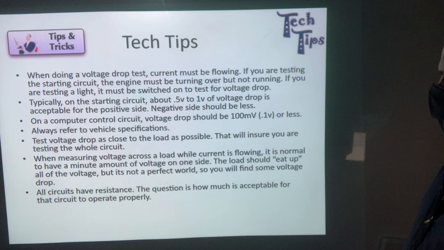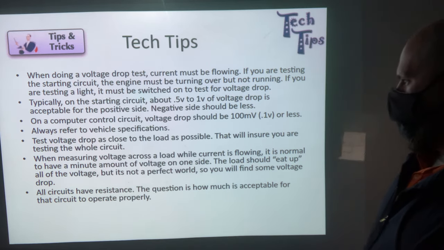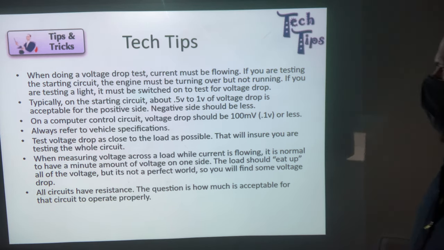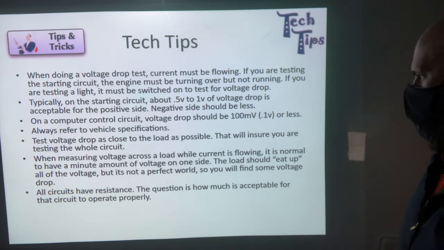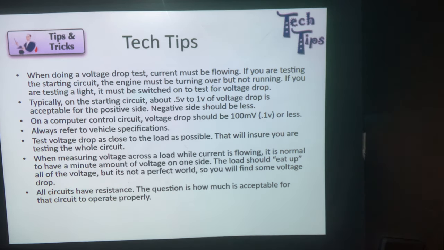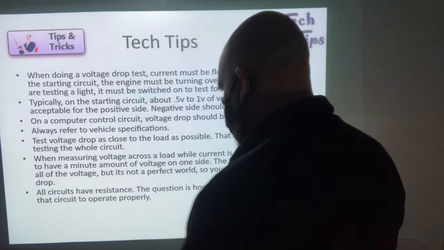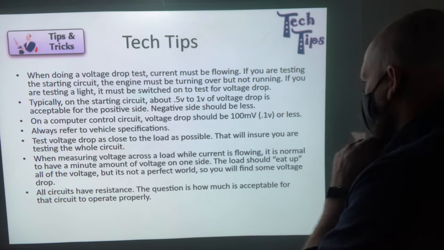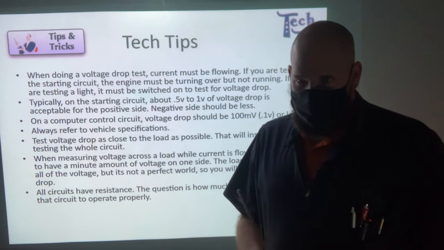When measuring voltage across the load while current is flowing, it is normal to have a minute amount of voltage on one side. The load should eat up all the voltage, but it's not a perfect world, so you may have some residual voltage. All circuits have resistance. The question is how much is acceptable for that circuit to operate properly, okay?